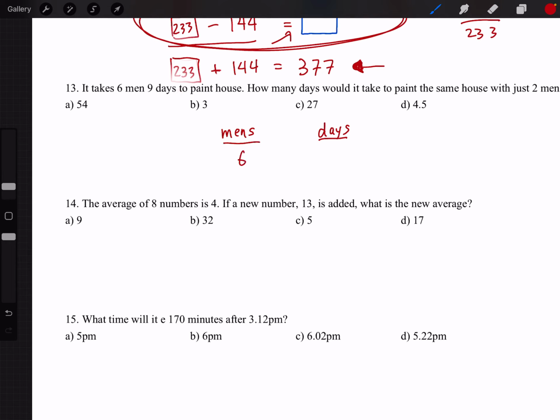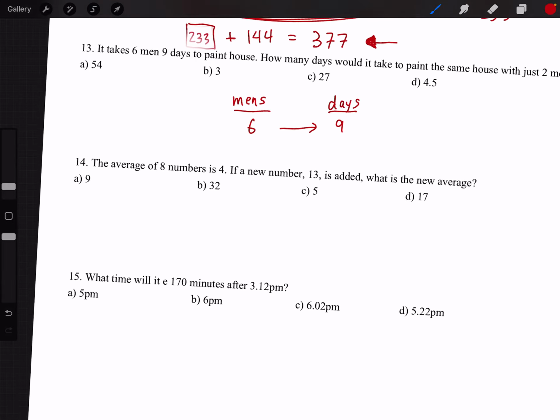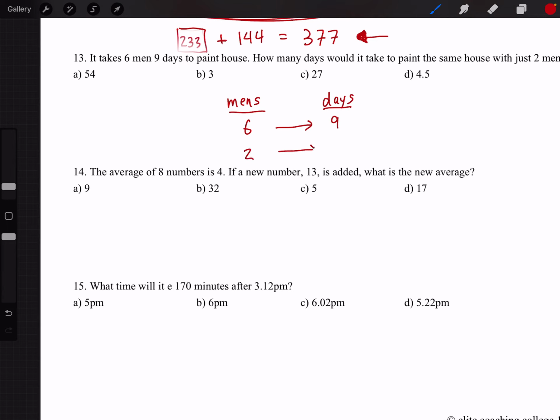You got 6 men, takes 9 days. How many days would it take to paint the same house with just 2 men? Okay, so now you want 2 men. So from 6 to 2, what do we do? We divide it by 3. What do we do to the other side?